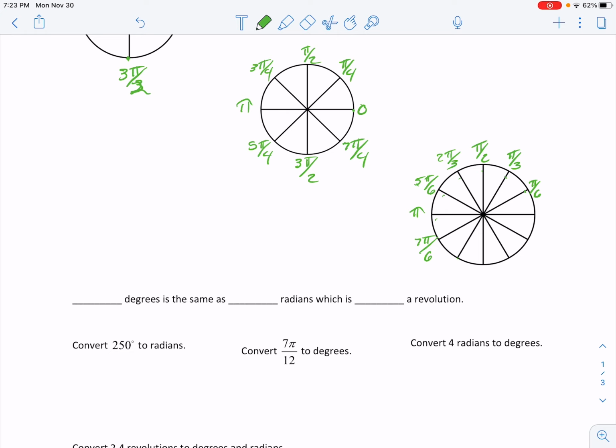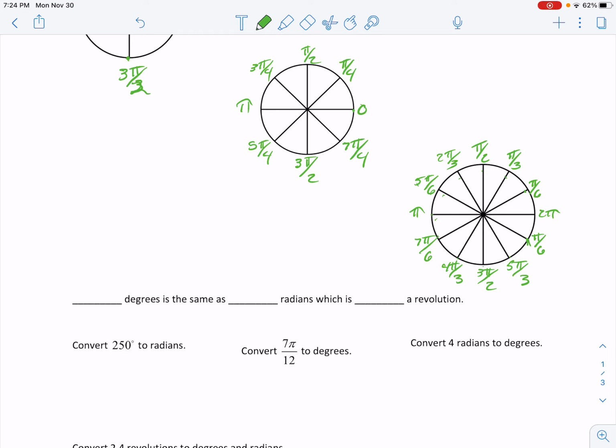How many 6? 7. This is 8 pi over 6, which is 4 pi over 3. 3 pi over 2, which is, that was 6, 7, 8, 9 pi over 6. This is 10 pi over 6. And 11 pi over 6. And 2 pi. 10 pi over 6 reduces to 5 pi over 3, so let's do that.